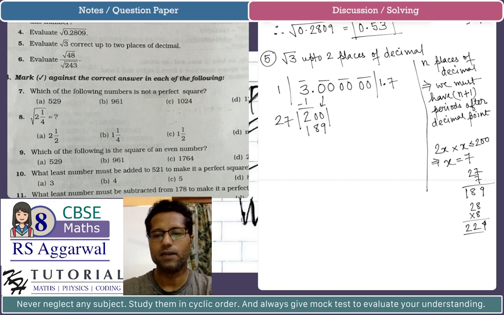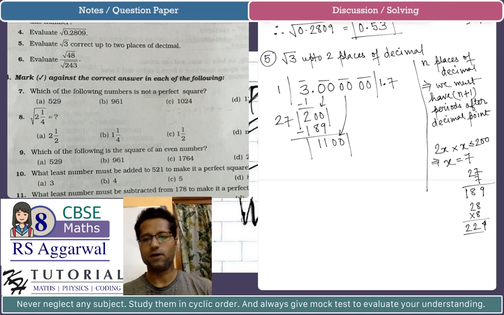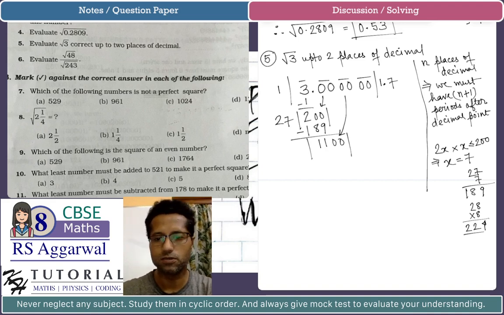I will subtract 189 from the current dividend, and the remainder is 11. I will bring down the next period, which is again 00, and append it to the current remainder 11 to have the new dividend as 1100. Now the next divisor will be the quotient, ignoring the decimal point, multiplied by 2. So 17 multiplied by 2 is 34.